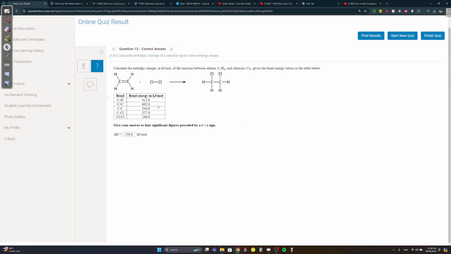Question 13. You have these bonds. How do you do it? Let's see. You have 4 CH bonds. So 4 times.